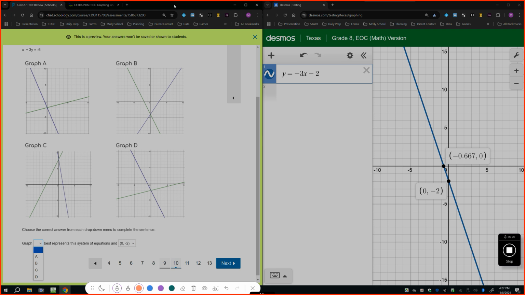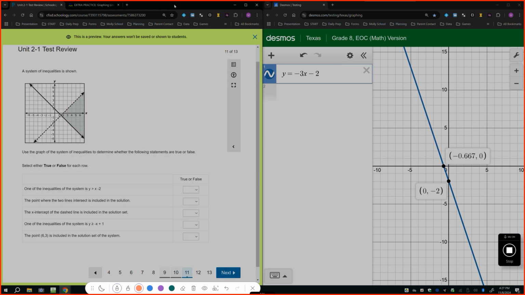Which one best represents that system of equations? Well, I've got to figure out what the other equation is. I'm going to be honest with you, neither one of them does because the graph is wrong, but graph A is supposed to be it. I would have used the cover-up method to figure it out. The equation is just not right. So, oops, sorry, things happen.